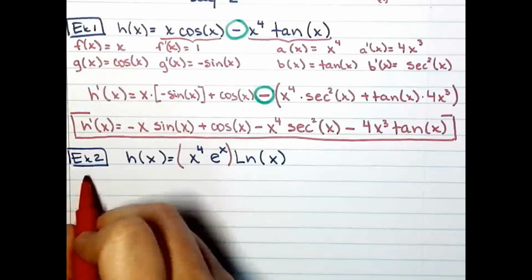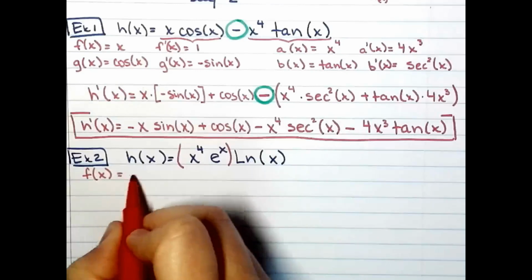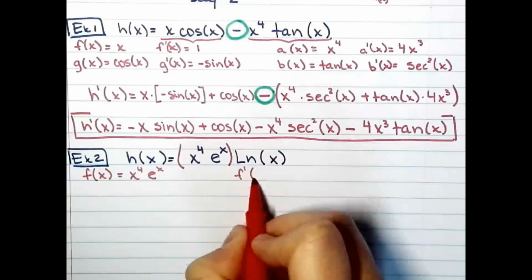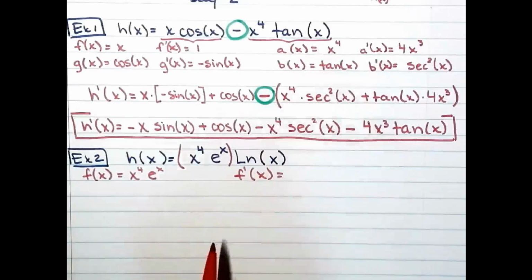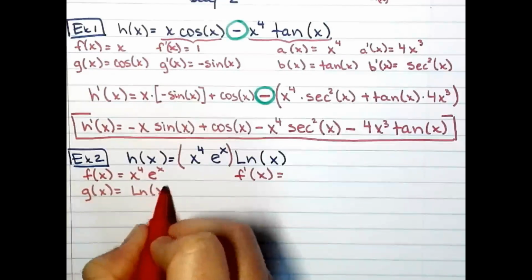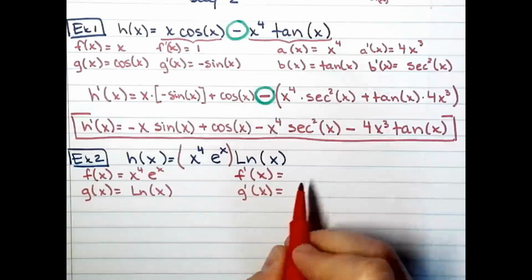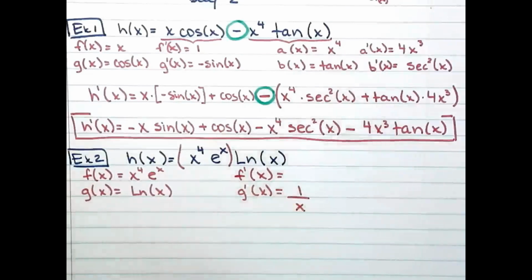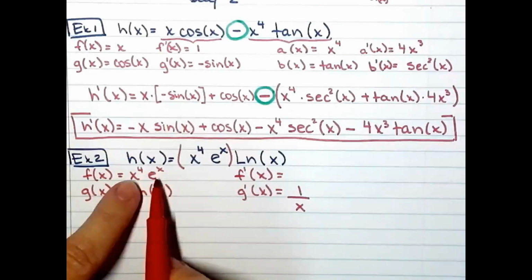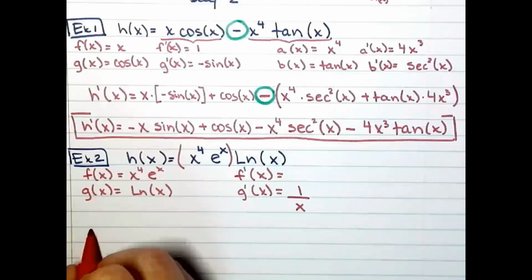So I'm going to do f of x will be this guy, x to the 4th power e to the x power, and then I'll find a derivative of that one, and then I'll just have g function will be natural log of x. And I already know the derivative of natural log of x, it's just 1 over x. Okay? For me to find the derivative of this function right here, I will apply the product rule.